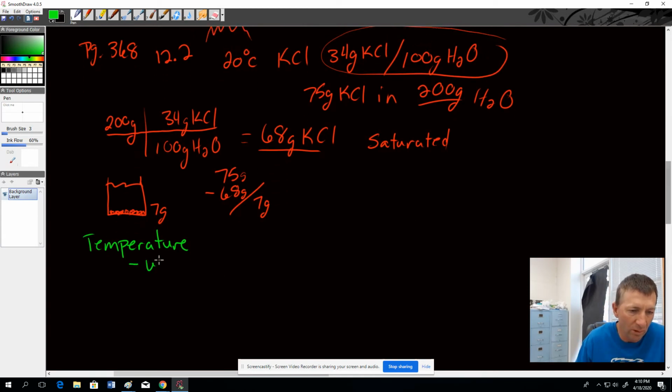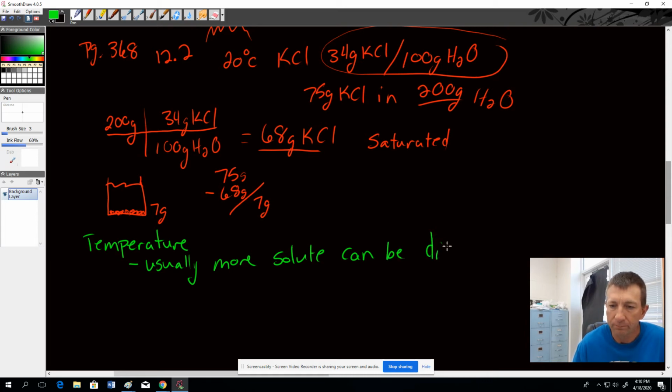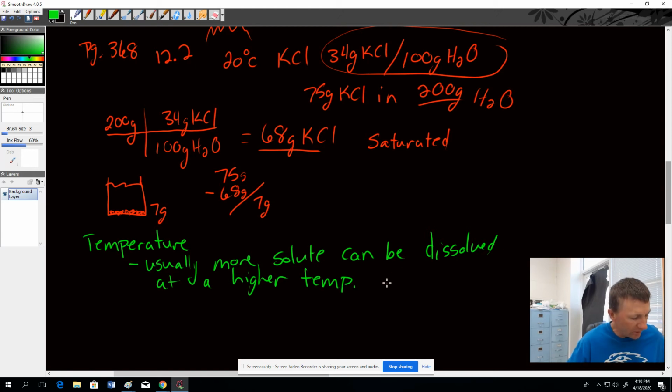So usually more solute can be dissolved at a higher temperature. That's not always true, but usually that's how it affects it, that at a higher temperature, you can put more solute in there.